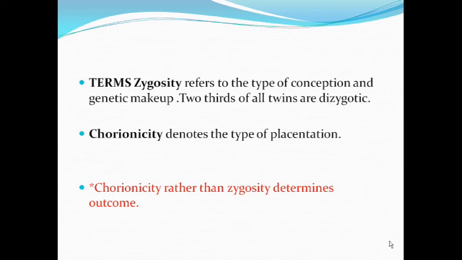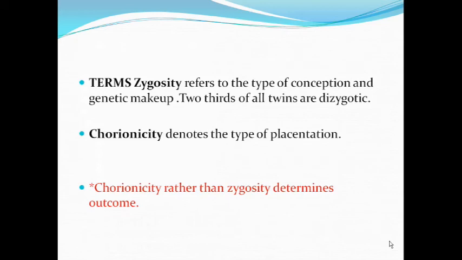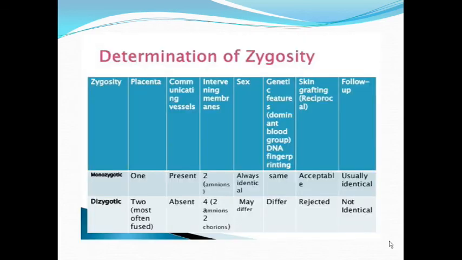Chorionicity denotes the type of placentation in case of monozygotic twin. So in most of the cases, chorionicity rather than zygosity determines the obstetric outcome. So chorionicity is more important for obstetric outcome. It is the type for monozygotic twins.